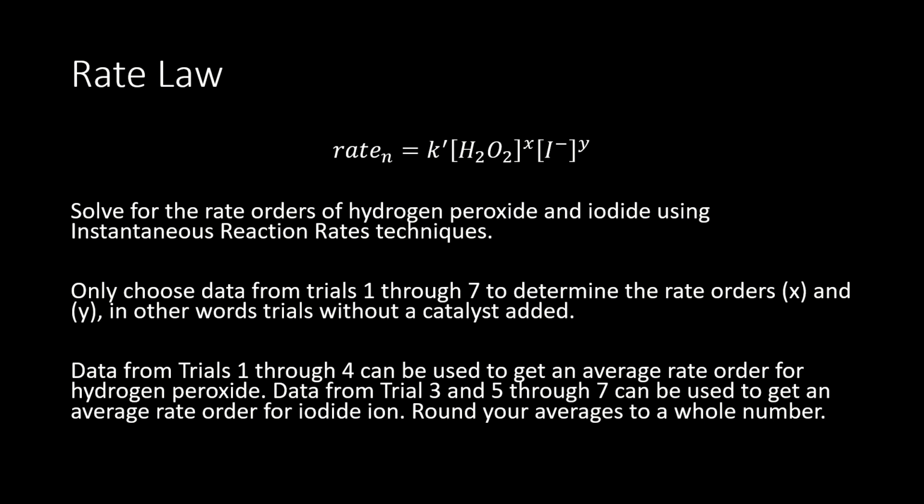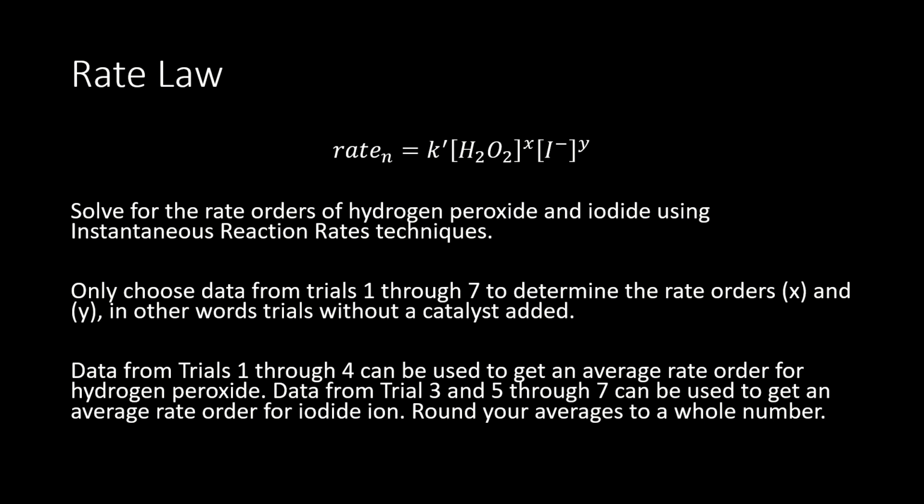So solve for the rate orders for both hydrogen peroxide and iodide using instantaneous reaction rate techniques. Only choose data from trials 1 through 7 to determine rate orders for X and Y. In other words, choose trials where we're not using a catalyst to arbitrarily speed things along, but just relying on the collisions of these two reactants by themselves.